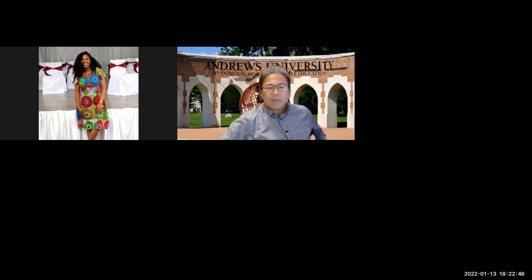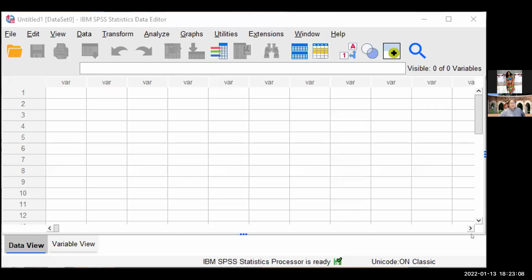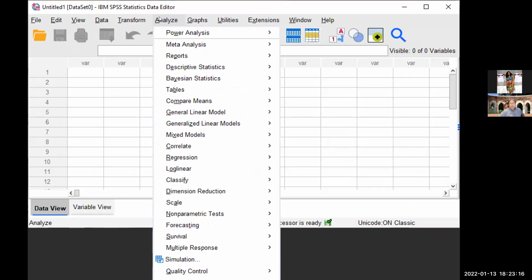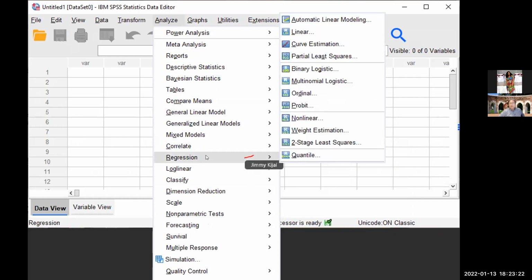Do I have the option to share screen? Yeah, you should have, I just made you co-host, so at the bottom middle of your screen you should have something called share screen. Okay, so can you go to analyze? Okay, click on that and go to regression. Okay, good. You've got binary logistic. Yep. Okay, good.